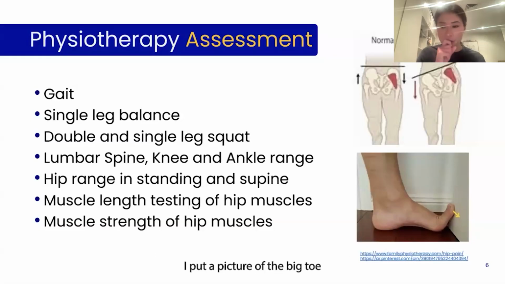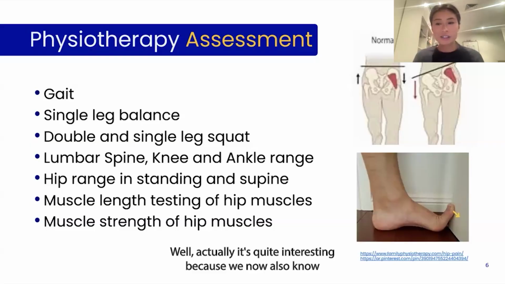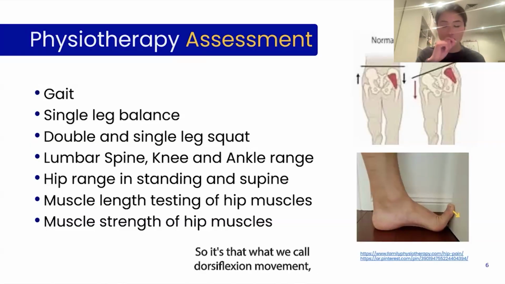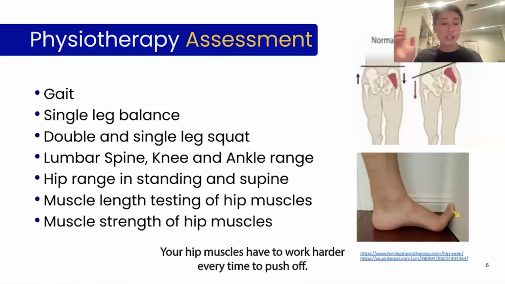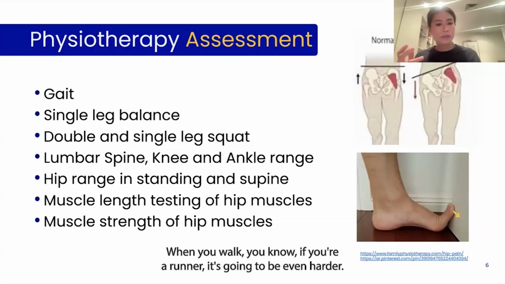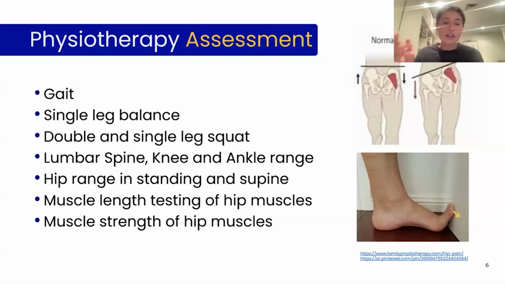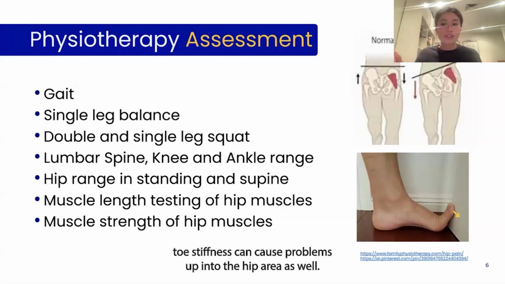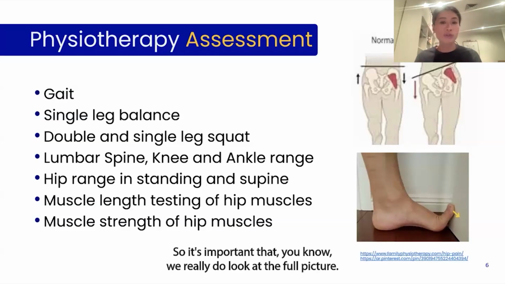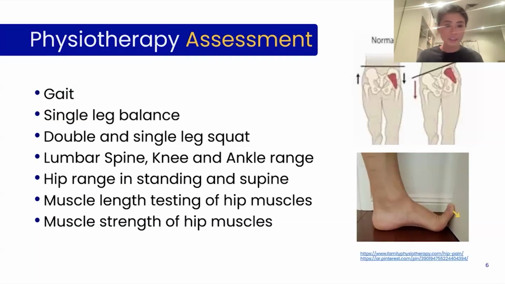I put a picture of the big toe because some of you might be wondering, what does the toe have to do with the hip? Well, actually, it's quite interesting because we now also know that if your toe doesn't bend well, into what we call dorsiflexion movement, it just means that your hip muscles have to work harder every time to push off when you walk. If you're a runner, it's going to be even harder. So something as little or as big as a big toe stiffness can cause problems up into the hip area as well. So it's important that we really do look at the full picture.